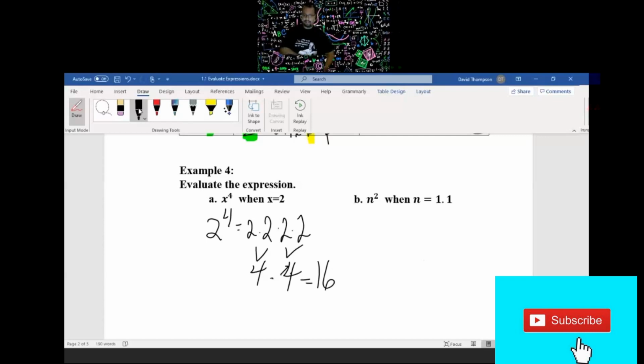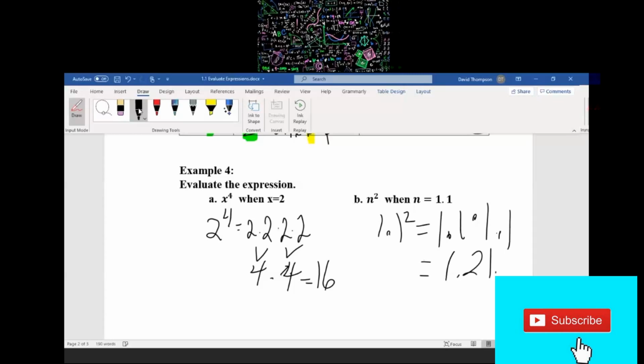Part B. n squared when n equals 1.1. Plug in 1.1 for the n, so 1.1 squared is just 1.1 times 1.1. And 1.1 times 1.1, we'll use a calculator. 1.1 times 1.1 is 1.21. And we are done.